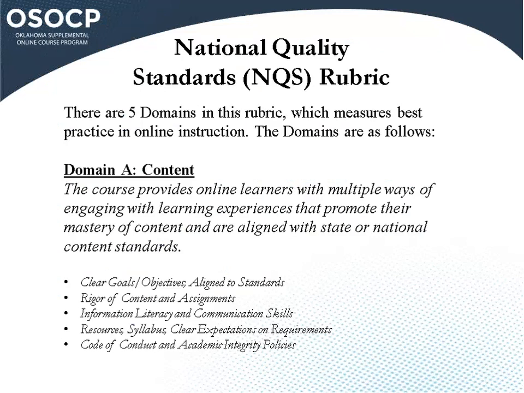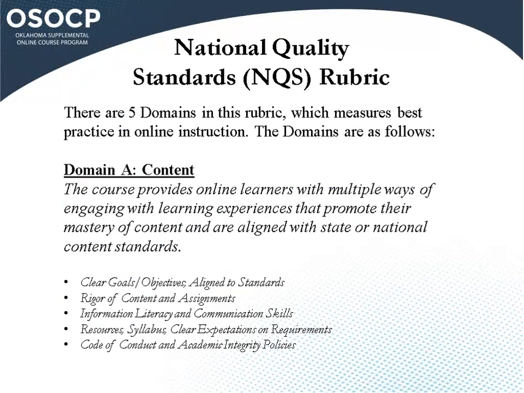The National Quality Standards rubric is a much larger rubric. It takes a lot of time for course reviewers to go through and evaluate the quality of these online courses. The first domain looks at the content of the course. The description I'll just read to you. The course provides online learners with multiple ways of engaging with learning experiences that promote mastery of content and are aligned with state or national content standards.